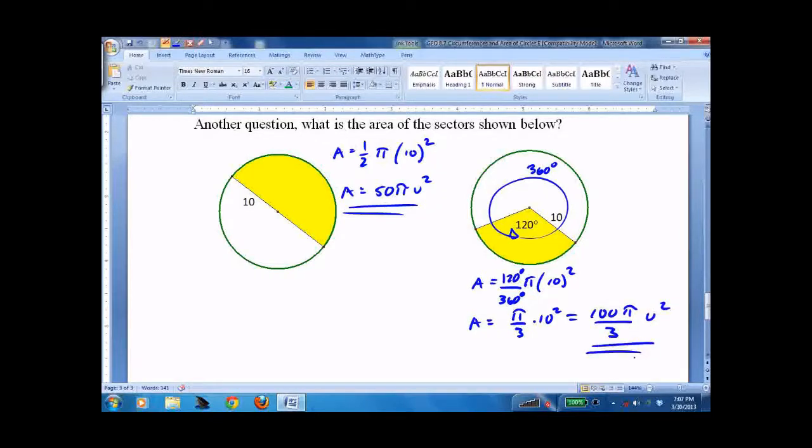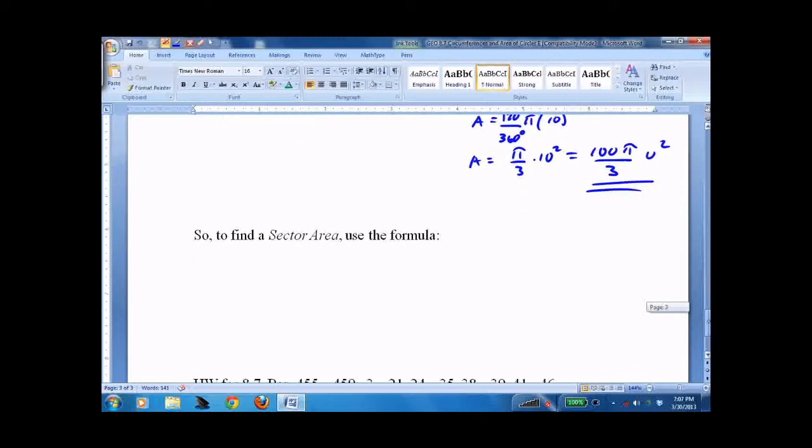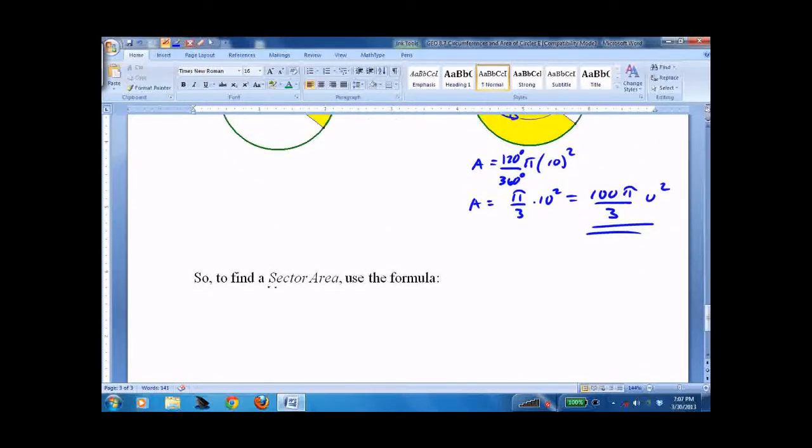So that was a little tricky. You're going to have to practice that, make sure you know what you're doing. But just scale it down by however many degrees there are. I'll put it as a formula for you, and that's a sector area. It's not the whole circle. So you use area of a sector. It is x, the number of degrees, over 360 degrees times pi times r squared. And I'll give you plenty of practice on that one. That's it. Good luck.